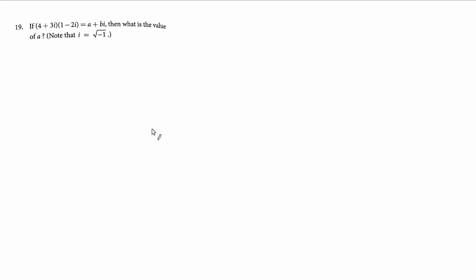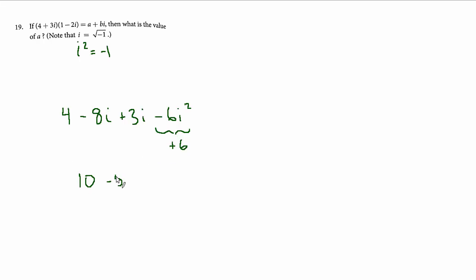19. If 4 plus 3i times 1 minus 2i equals a plus bi, then what's the value of a? Note that i is the square root of negative 1. So then i squared equals negative 1. That's a useful fact. So we're going to have to FOIL these two. Let's do that. So we get 4 minus 8i plus 3i minus 6i squared. And i squared is negative 1, so minus 6 times negative 1. This term actually equals plus 6. So now combine like terms, we get 10 minus 5i.